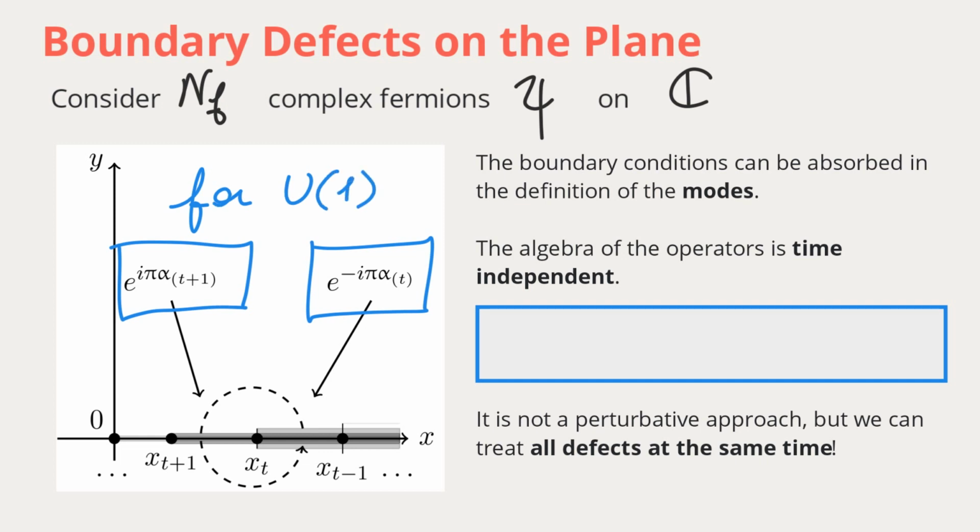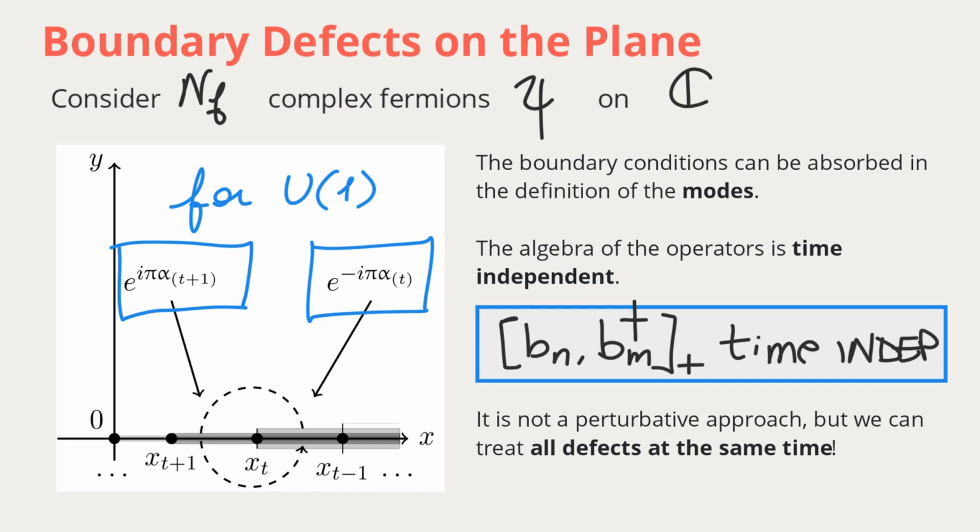And the presence of point-like defects has translated into the presence of branch cuts onto the Riemann surface. We can therefore afford to study the theory on such a Riemann surface in the presence of the cuts and to completely absorb the monodromy properties inside the definitions of the modes. This leads to an algebra of the operators completely time independent and to a non-perturbative approach to the problem, meaning that I'm not including one defect at a time, but I'm actually considering them all together at the same time.